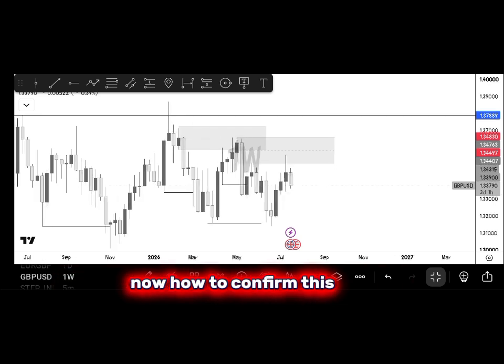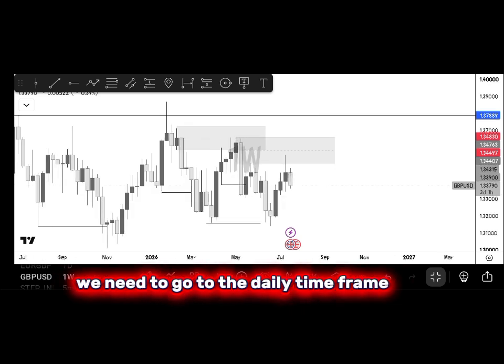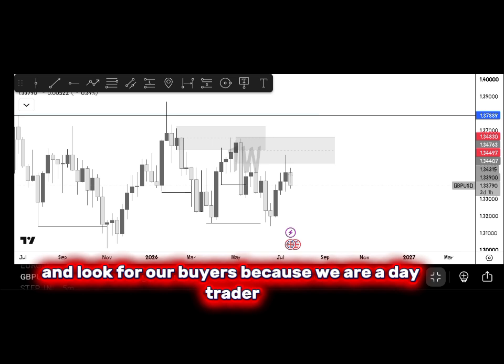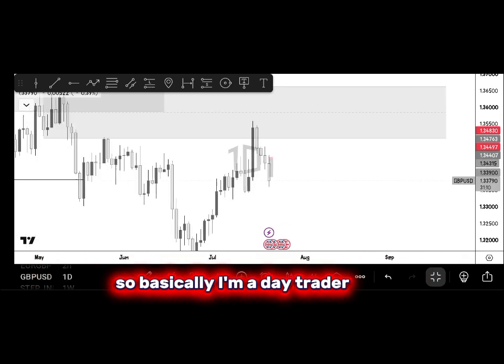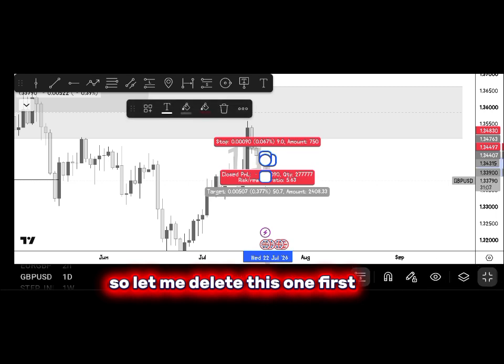Now how to confirm this? We need to go to the daily time frame and look for our bias, because we are a day trader. I'm not a swing trader, so basically I'm a day trader. So let me delete this one first.